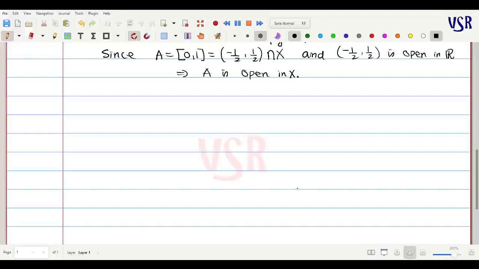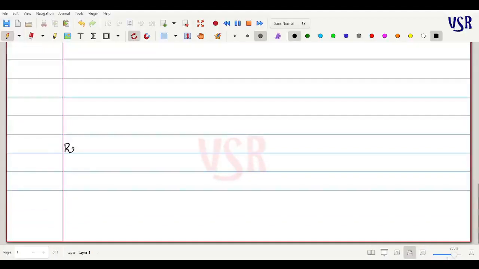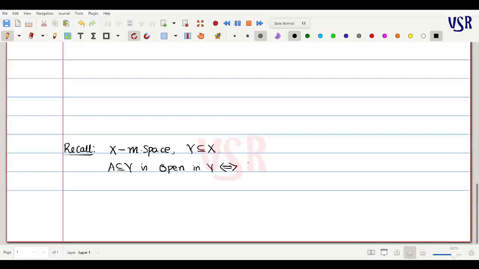எப்படி படிச்சிருக்கோம் அப்படின்னா, let us recall this. Okay, recall. இங்க X என்பது metric space, it is a metric space, and I'll take Y is a subset of X. அப்போ இதில் உள்ள subset-ல எப்படி இருக்கும், அப்போ A subset of Y is open in Y if and only if there is an open set U subset of X, open set in X, such that this A can be expressed as U intersection with Y. இப்படி இருக்கும்.